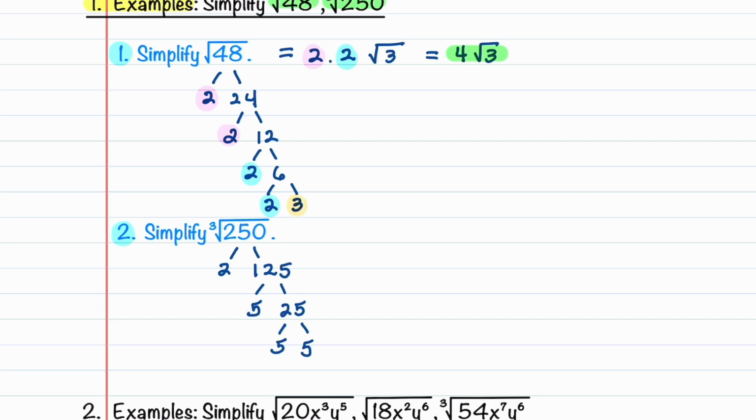Now we're taking the cube root. So instead of looking for 2 of the same factor, we're going to look for 3 of the same factor. And notice that we have 3 5s, so we can bring that out as a 5. And then we have a 2 left over, so that has to go inside the cube root. So we'll write it like this. And then our answer is just 5, the cube root of 2.